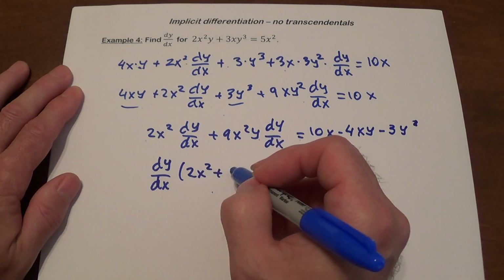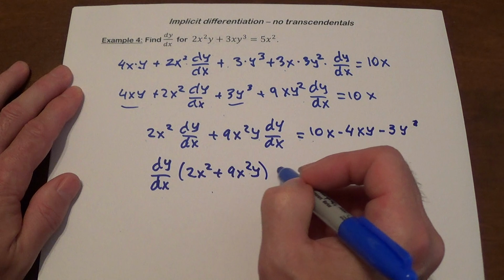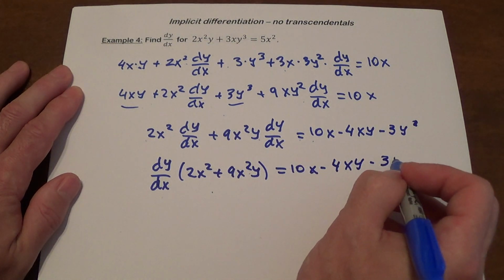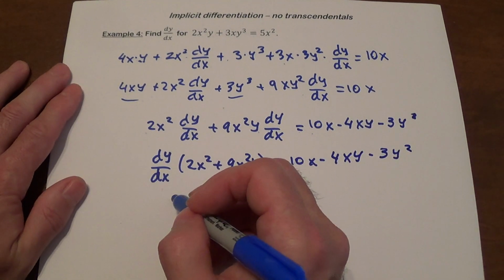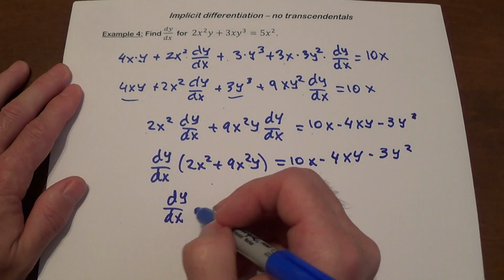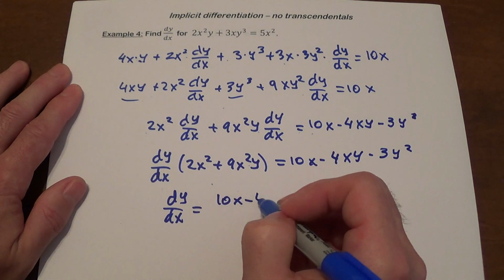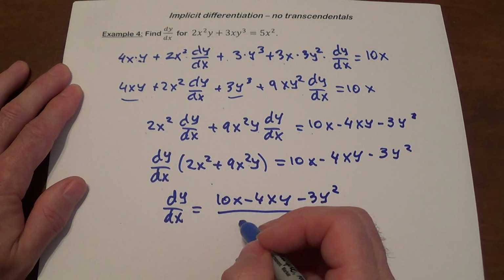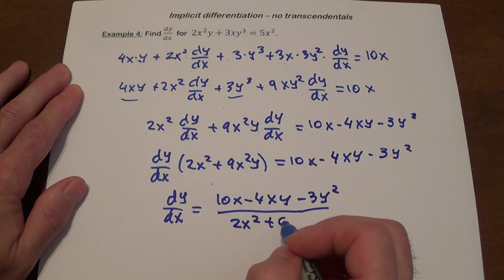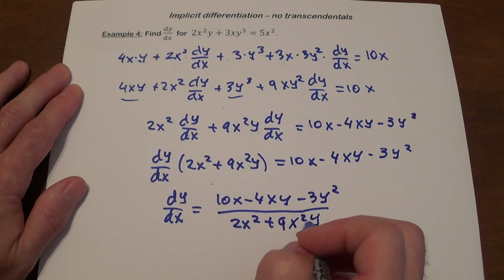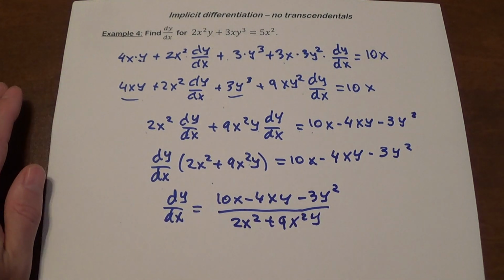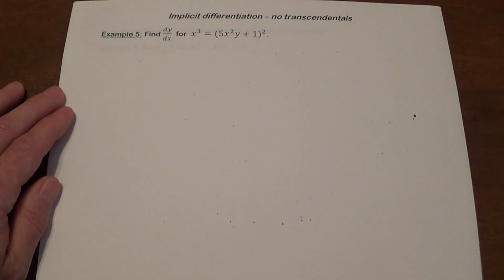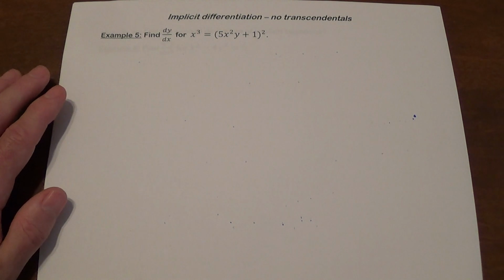2x squared plus 9x squared y equals 10x minus 4xy minus 3y squared, and divide. So dy over dx is 10x minus 4xy minus 3y squared all over 2x squared plus 9x squared y. That's the expression. Yes, they sometimes get pretty complicated. Okay, next problem. Okay, here's a challenge here.